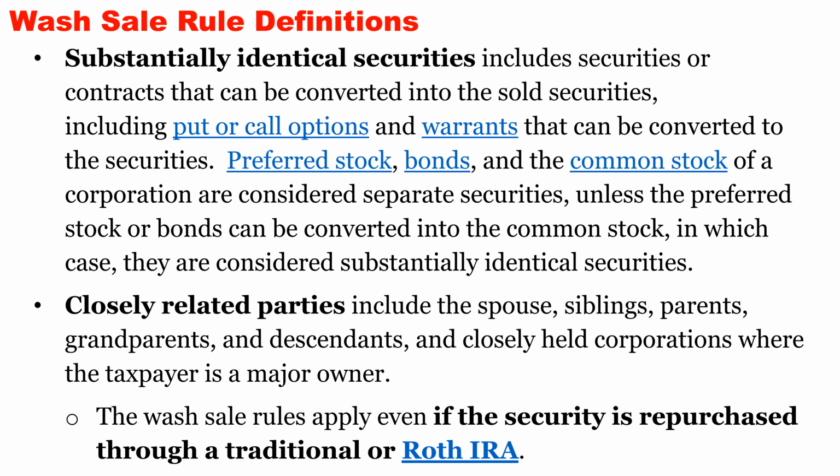Closely related parties include the spouse, siblings, parents, grandparents, and other relatives, and also closely held corporations where the taxpayer is a major owner. Wash sale rules do not apply to retirement accounts, cryptocurrencies, or capital gains, nor to traders with professional trader status or to dealers trading as part of their business.